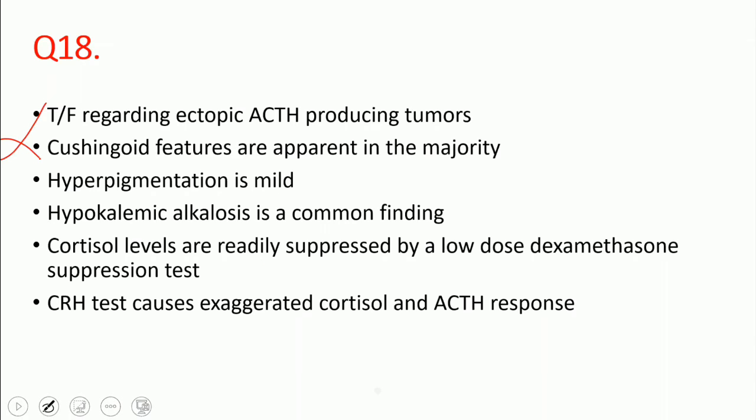These tumors are rapidly growing. They don't have time to manifest the Cushing's phenotype. So what they have is hyperpigmentation, and that is severe hyperpigmentation. Hypokalemic alkalosis is a common finding. I told you they have very prominent metabolic hypokalemia and alkalosis.